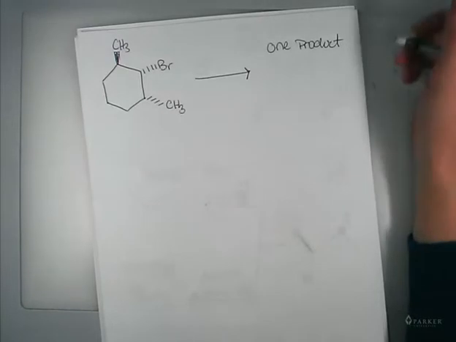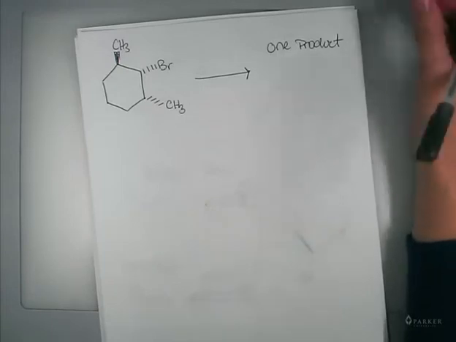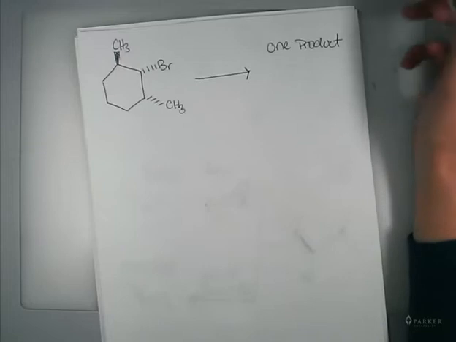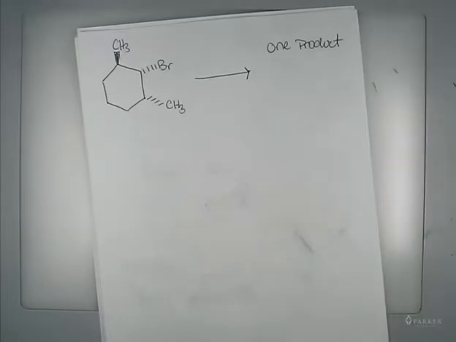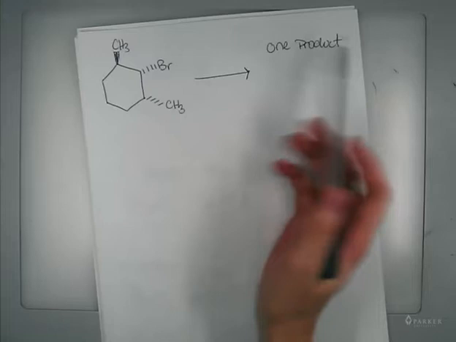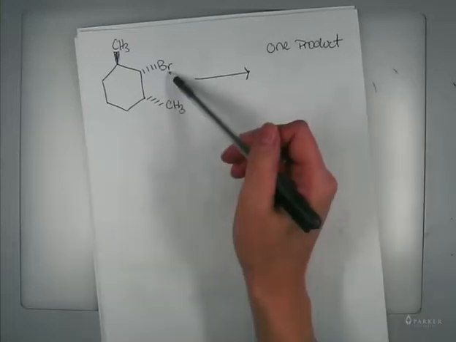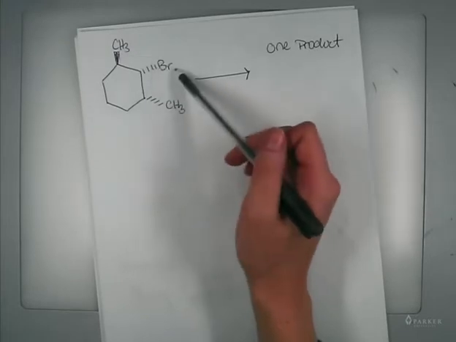So you can form one product here, and I want to know why only one product and what it is. Okay, so I want my leaving group and my hydrogen to be anti to each other, like trans. So what is my leaving group on, a wedge or a dash? A dash. So that means I would want a hydrogen on a wedge. So they want to be opposite of each other.